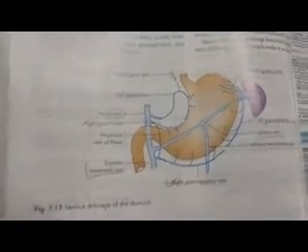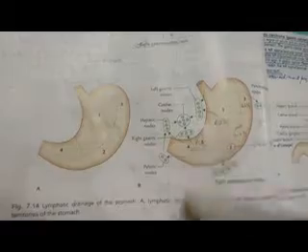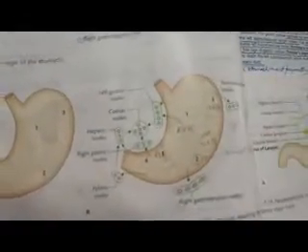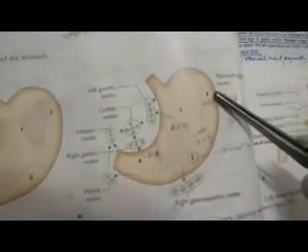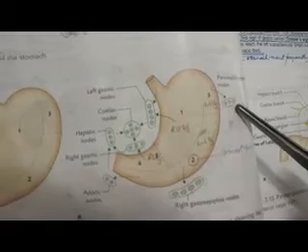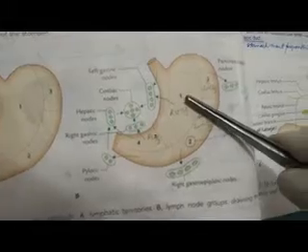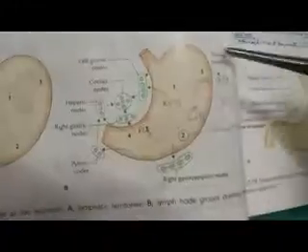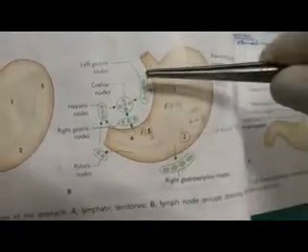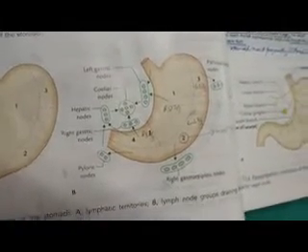Now regarding its lymphatic drainage, this can be understood with the help of this diagram. Now we divide the stomach into 4 areas in this way. Area 1, 2, 3 and 4. Now area number 3 drains into pancreatico-splenic nodes, area 2 into right gastroepiploic nodes, area 1 into left gastric nodes, area 4 into right gastric nodes, and all these nodes ultimately drain into the celiac nodes. Now this was the lymphatic drainage of stomach.